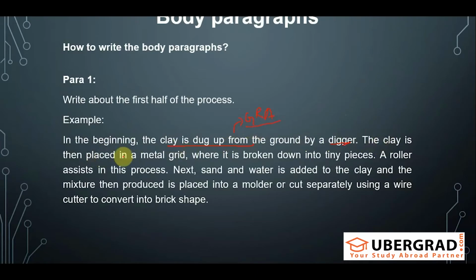The clay is then placed in a metal plate where it is broken down into tiny pieces. A roller assists in this process. Next, this is very important. Next, sand and water is added to the clay and the mixture is then produced. The mixture is then placed into a mould or cut separately using a wire to convert it into a brick shape. So you can see that the first three processes have been defined.